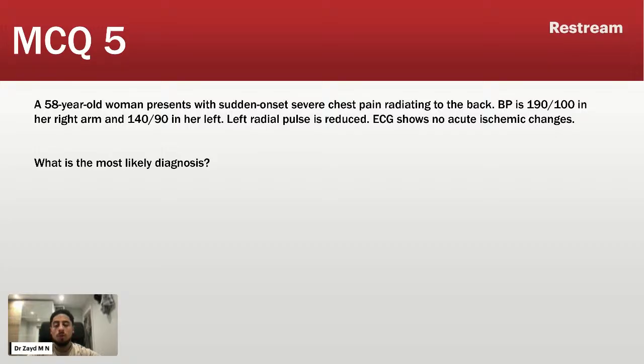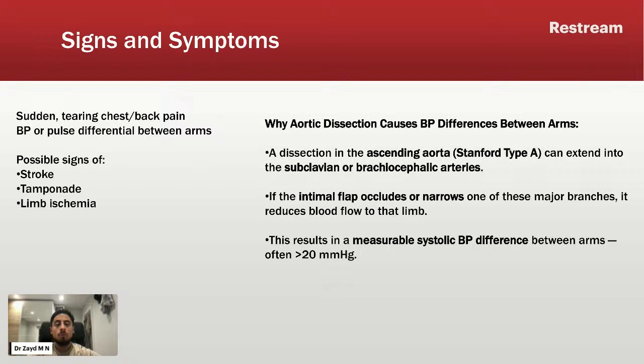So, moving on. Suleiman rightfully said aortic dissection. Well done. For those who know, aortic dissection can present as a sudden tearing chest pain or back pain, and the key symptom is the differing blood pressure between the right side and the left side of the body. They can also show with signs of stroke, signs of tamponade, and limb ischemia as well.